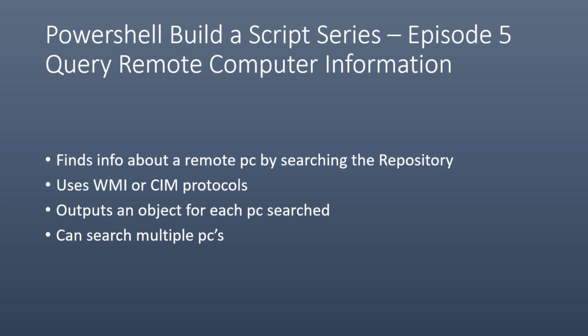So in today's video, we're going to be continuing on with my PowerShell Build a Script series, and this will be episode 5. So we're going to be looking at how to query a remote computer to find some information about it. So maybe like the operating system that's running on it, the amount of RAM that's there, the amount of processor cores, maybe the free space from the drive, things like that.